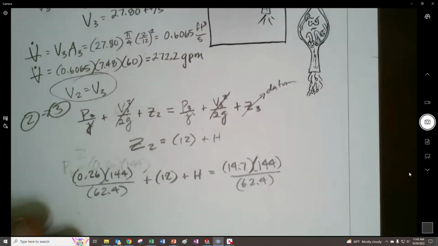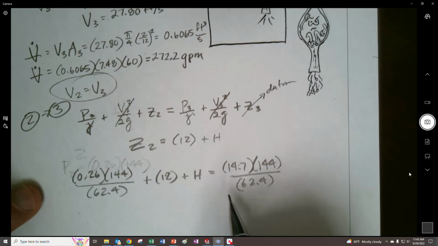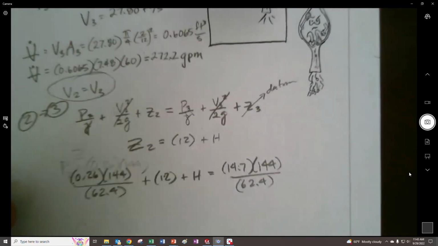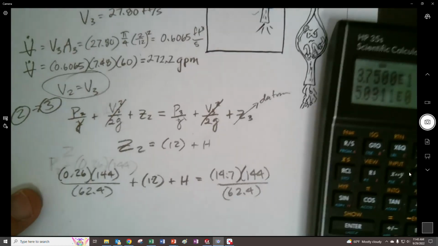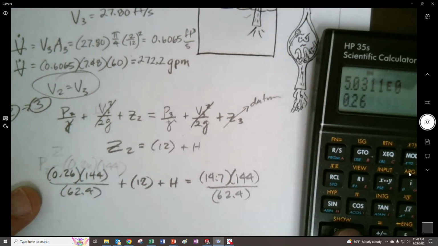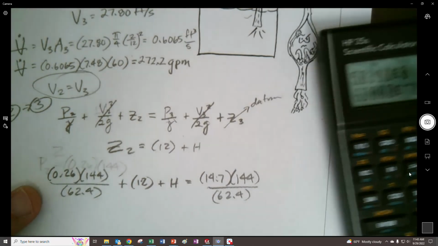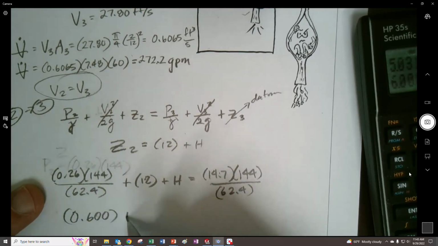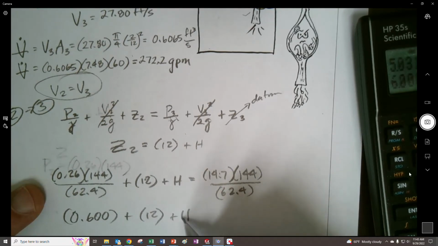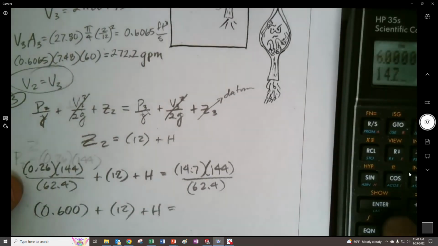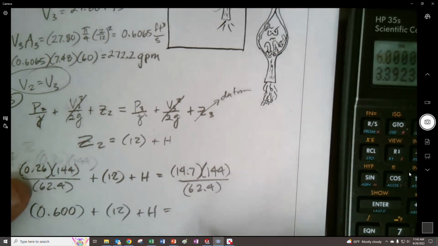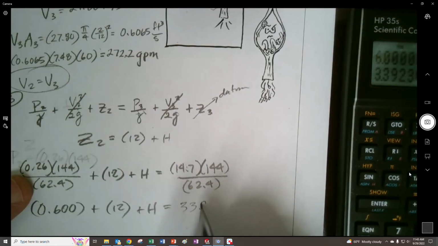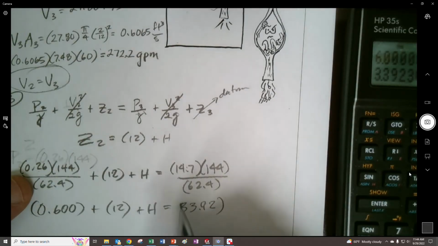And if we do that, let's actually work through those numbers, because I didn't have the in-between numbers. I did it a different way. I kind of like this way better. So this is maybe straightforward. So 0.26 times 144 divided by 62.4 ends up being 0.6 right here, plus 12 plus H is going to be equal to 14.7 times 144 divided by 62.4. And so this is going to be 33.92 right there.